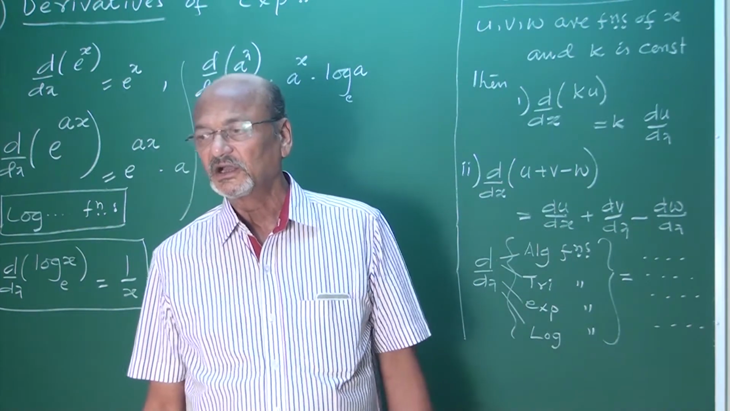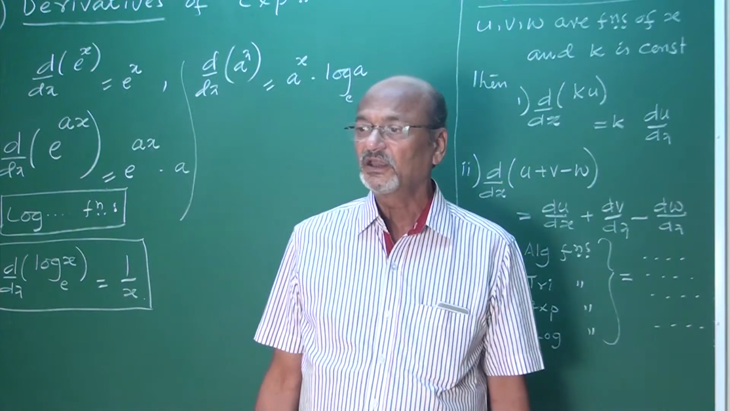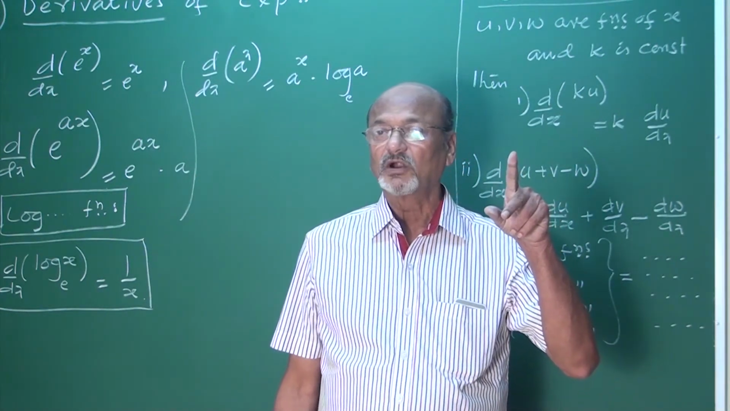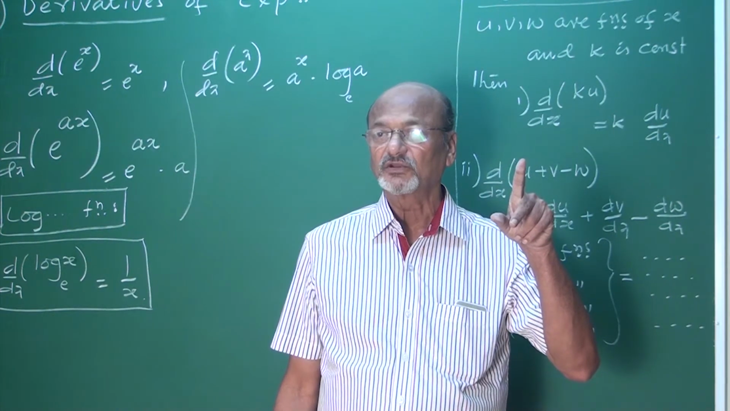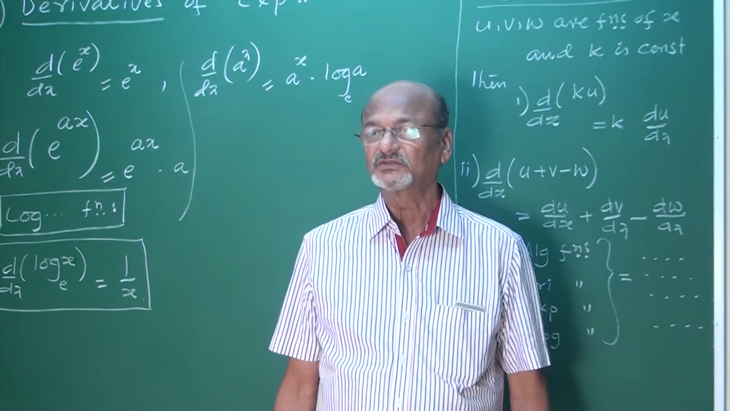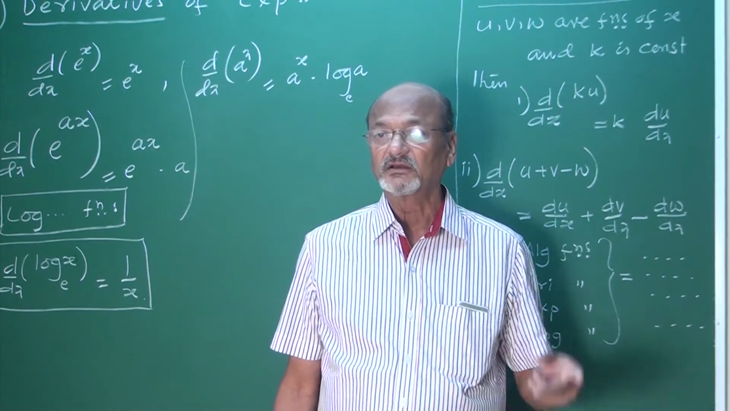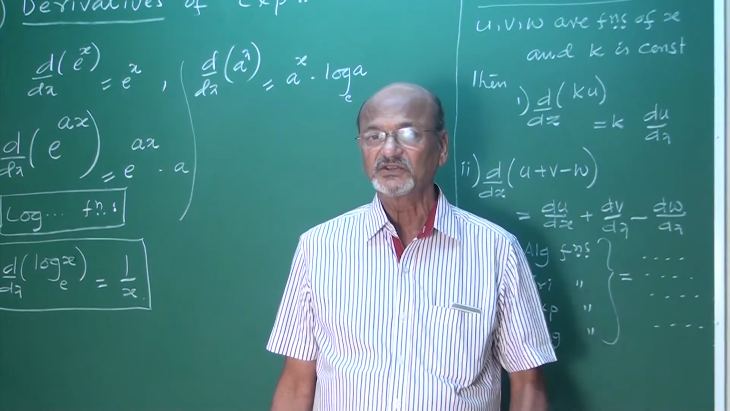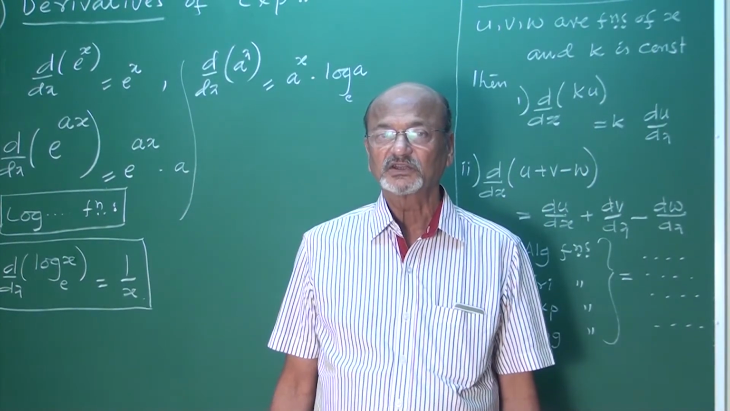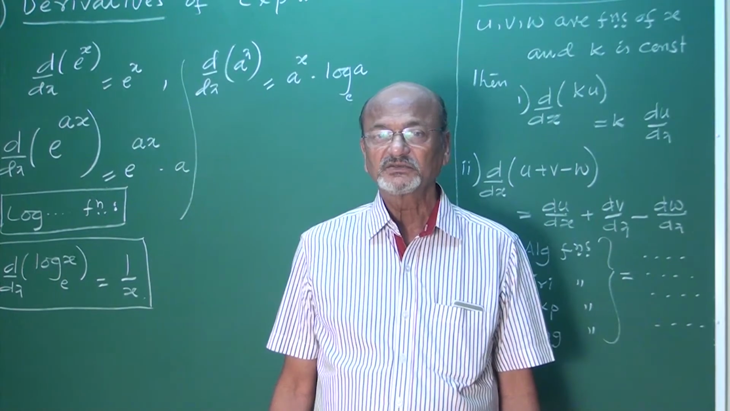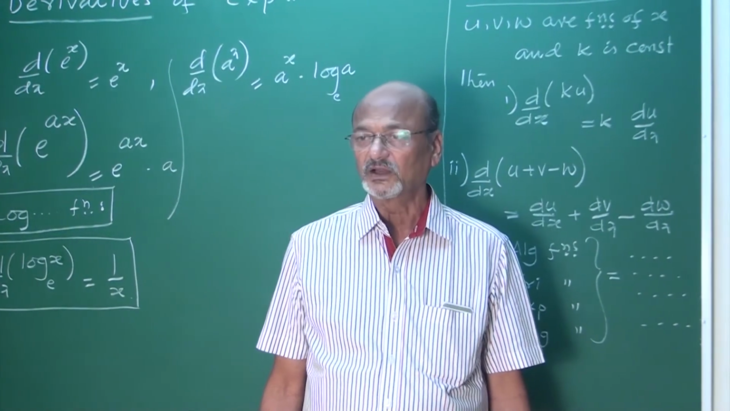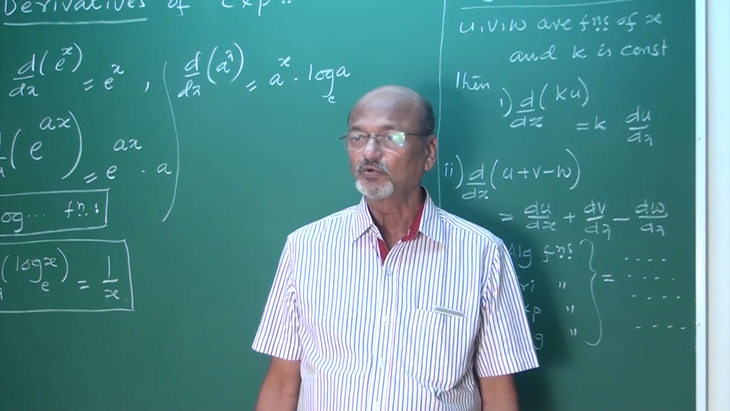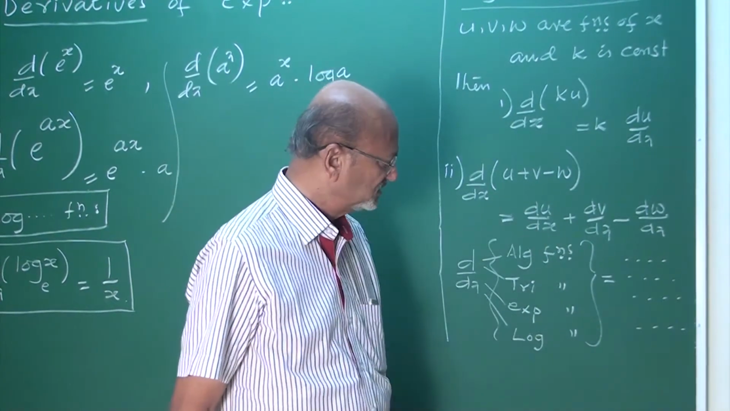With k, I have shown the derivative of k into x to the power n is kn: you have to multiply the power with the coefficient of x to the power n minus 1. The derivative of k upon x to the power n is minus kn upon x to the power n plus 1; again multiplication, but the sign changes. My friends, the derivative of root x is 1 by 2 root x. This comes under algebraic functions.